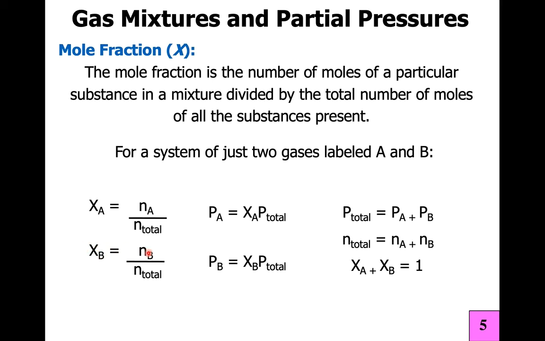For B, it's the same type of equation. The mole fraction of B is B divided by the total. And in this 2-gas system, it's the same total. And so the partial pressure of B is equal to the mole fraction of B times the total pressure. And then all these also have to be true. The mole fraction of A plus B, there's only 2 gases, has to equal 1. Total pressure has to be equal to the partial pressures of the 2 gases. And then the total number of moles of gases has to be equal to the moles of gas A and the moles of gas B.